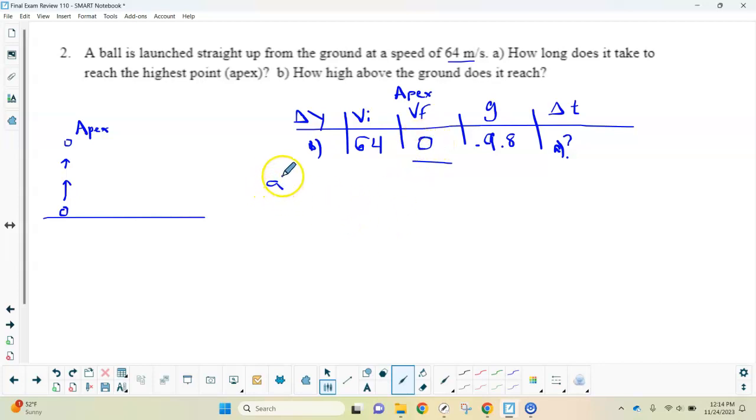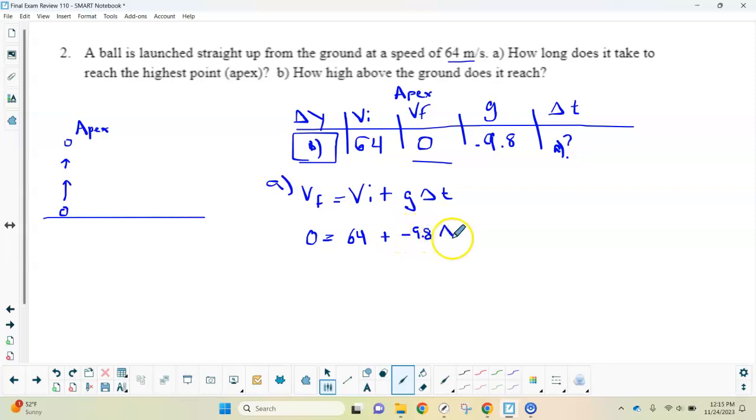So for part A, we're looking for the time. Part B is dealing with delta y, so we want the equation without delta y. So it's this first equation again, Vf equals Vi plus Gt. So the final velocity is 0 at the highest point, at the apex, 64 is the initial. And then it'd be negative 9.8 and delta t, which is what we're solving for.